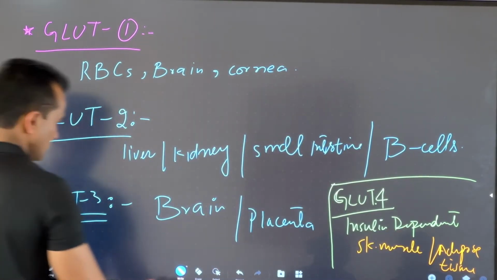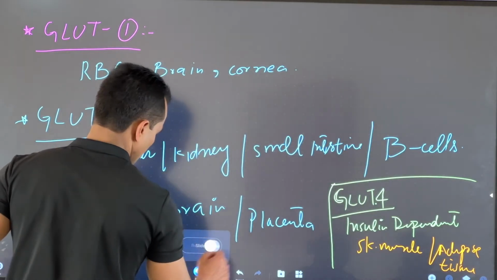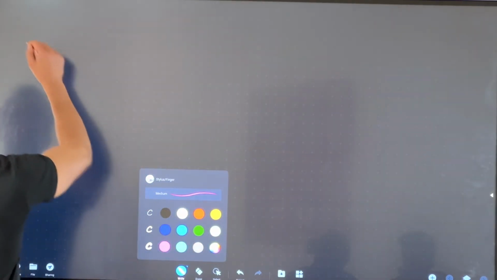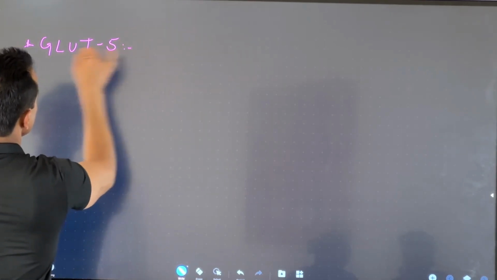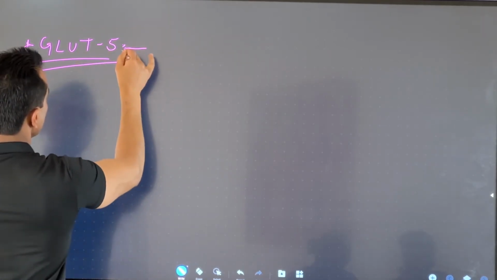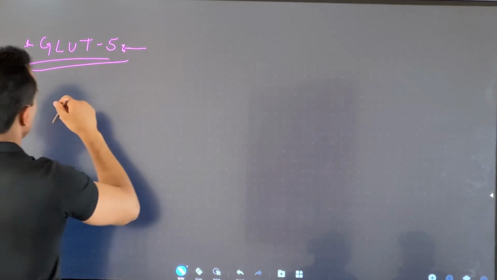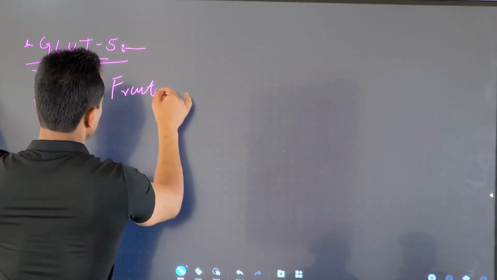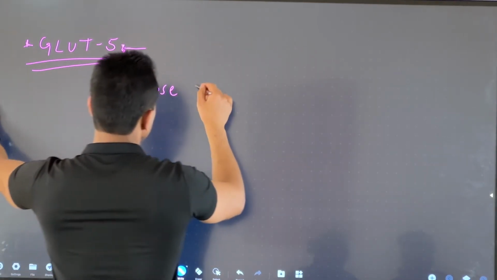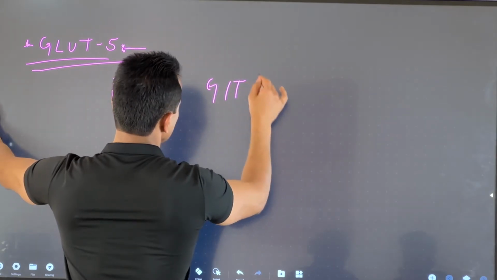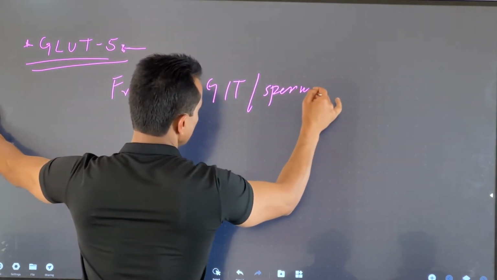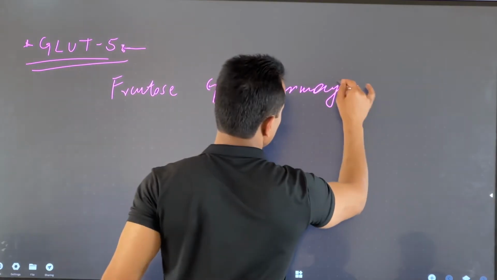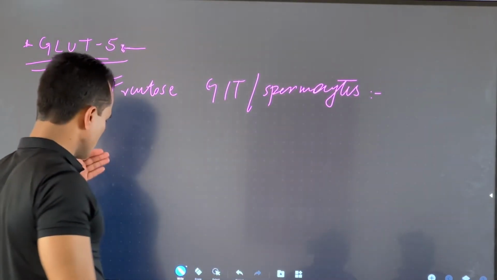Then next we have glucose transporter 5. And glucose transporter 5 basically transports glucose, but which type of glucose? The fructose into the GIT, also in spermatocytes. Okay, so this is also important.